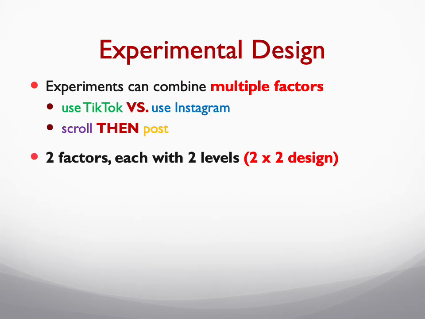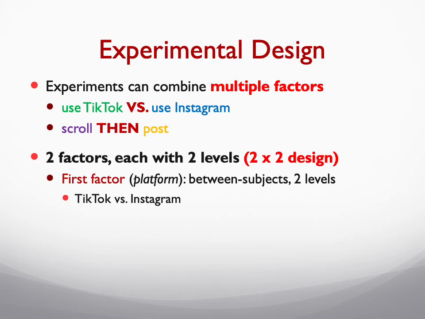And so what this will look like is that now in this study I have 2 factors, each with 2 levels, which we're going to call a 2x2 design. So each of these numbers reflects one of the factors and the number itself reflects how many levels. So factor 1 has 2 levels and factor 2 has 2 levels.